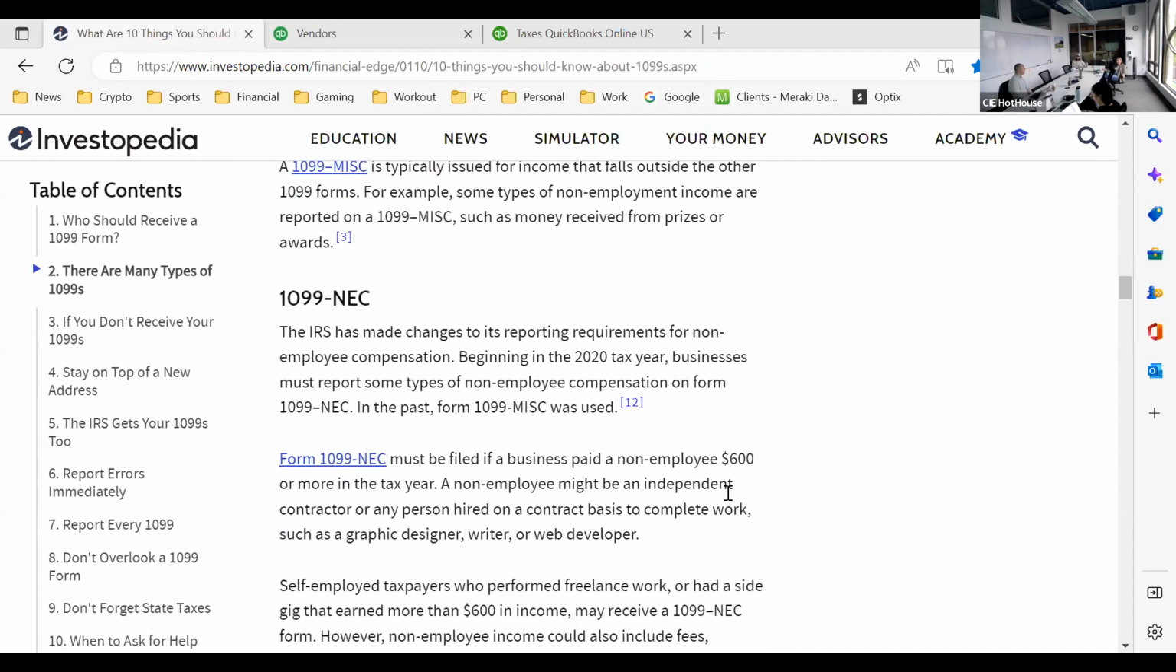And then lastly, but not leastly, 1099 NECs. The IRS has made changes to its reporting requirements for non-employee compensation. Beginning in the 2020 tax year, the business must report some types of non-employee compensation on Form 1099-NEC, whereas Form 1099 miscellaneous was used in the past. So an example of that is if I had a second or third job. I came in at night and worked as the cleaner here as well and was being paid by the corporation for that as well.